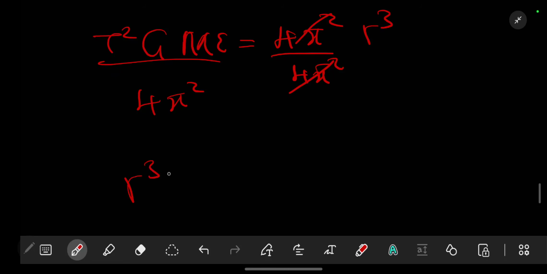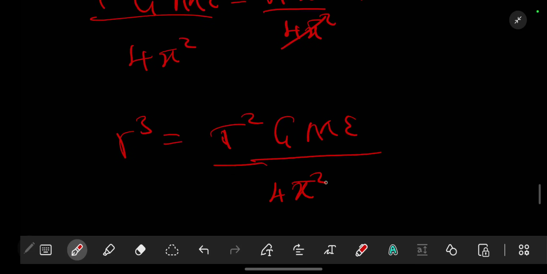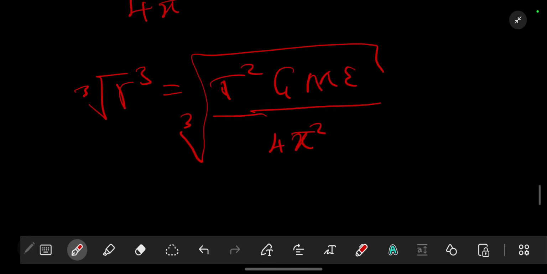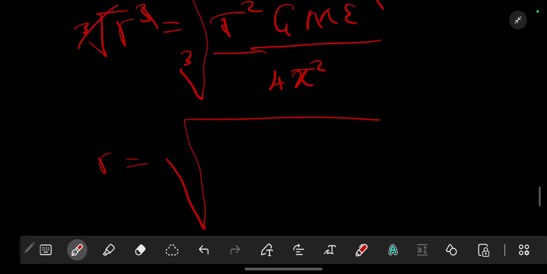So our r cubed is equal to the period squared, G M e over 4 pi squared. Then we take the cube root. So this and this cancel, and we have r equal to the cube root of T squared G M e over 4 pi squared.